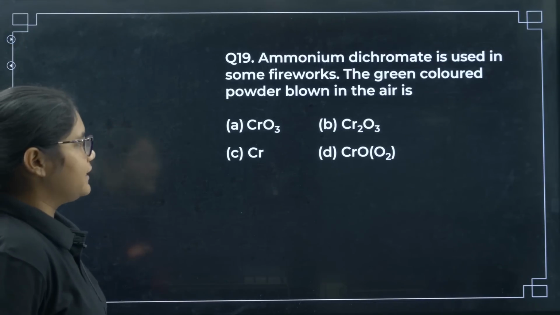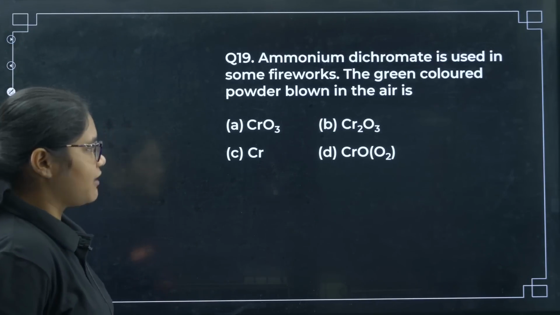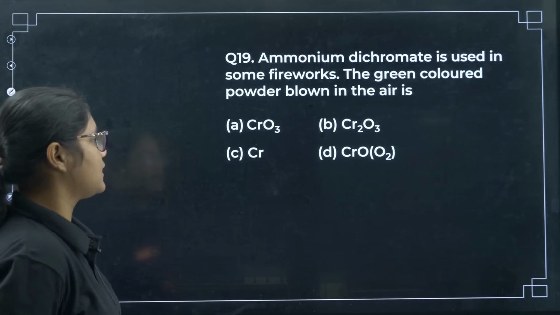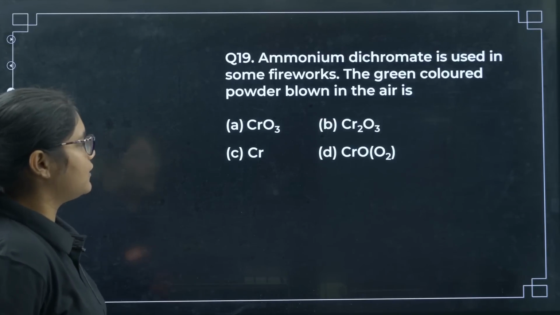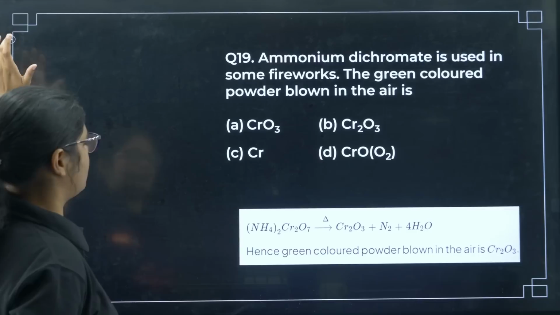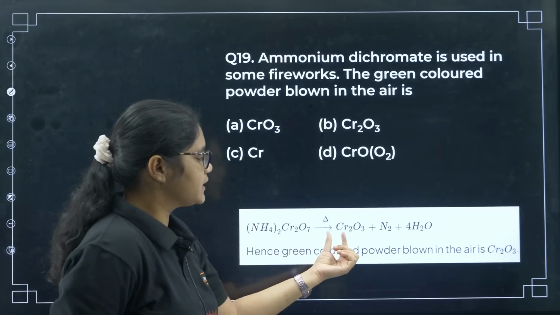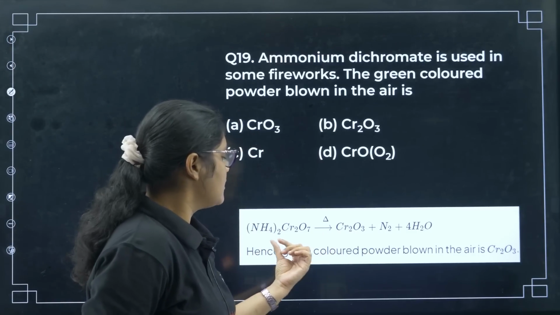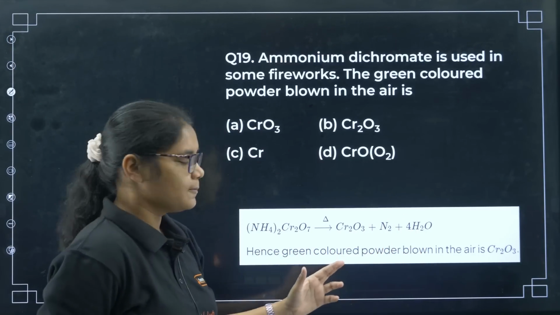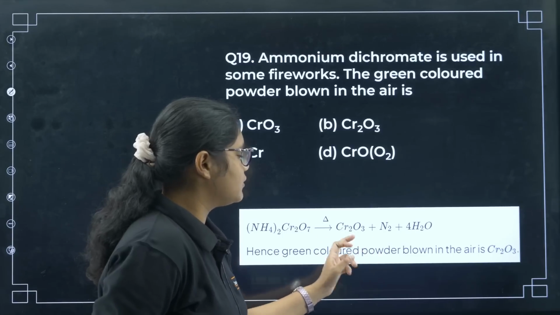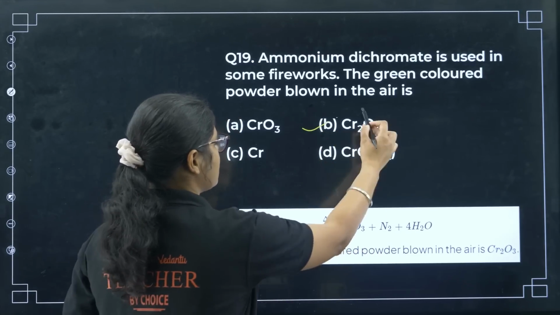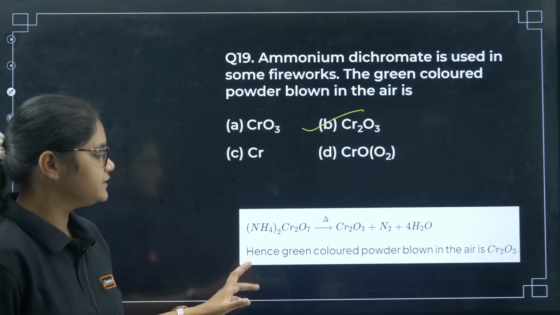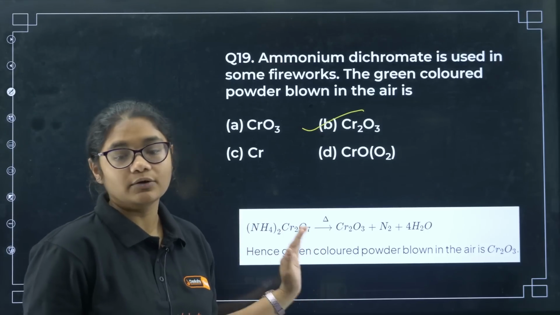Next, ammonium dichromate is used for some fireworks. The green colored compound blown in the air is. So when you decompose the ammonium dichromate, you can see a compound Cr2O3 plus nitrogen gas plus water. Now this green color powder which is blown in the air is due to this Cr2O3. So correct answer is option number B. So please remember these reactions and note this one down.